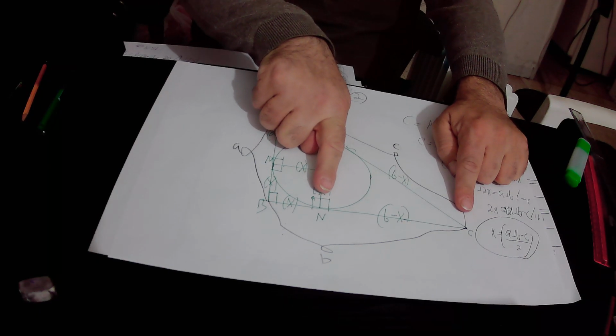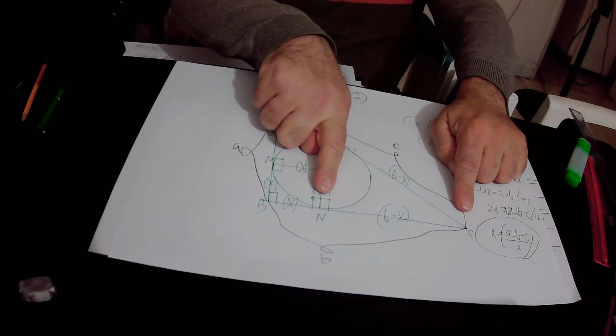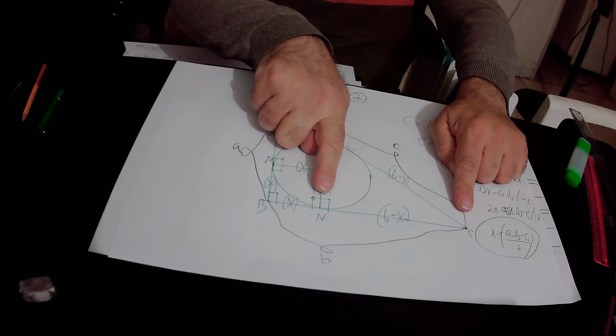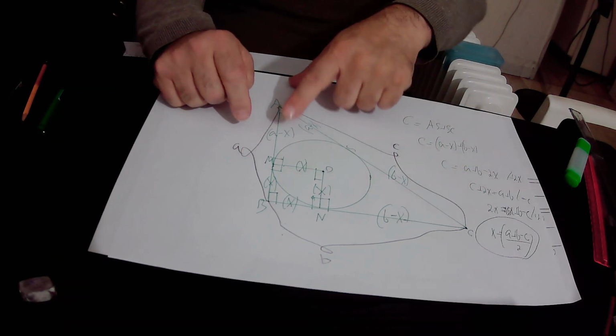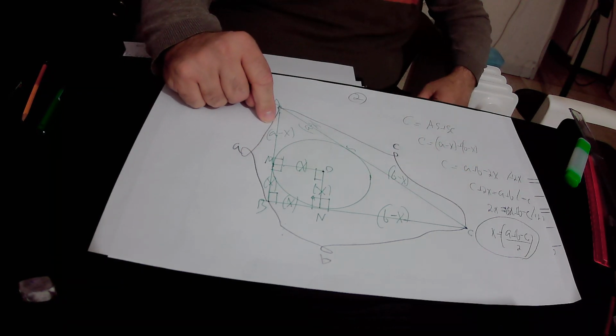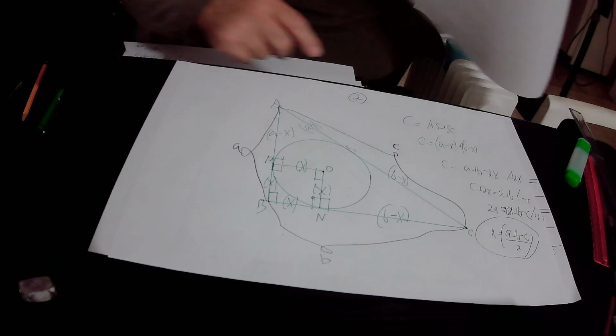From the figure, it is very easy to see that CN equals CB minus NB. That is to say, CN equals CB, that is B, minus NB, that is x. So in total, CN equals B minus x, and we found out that AM equals A minus x. Then I presented to you rule number 2.